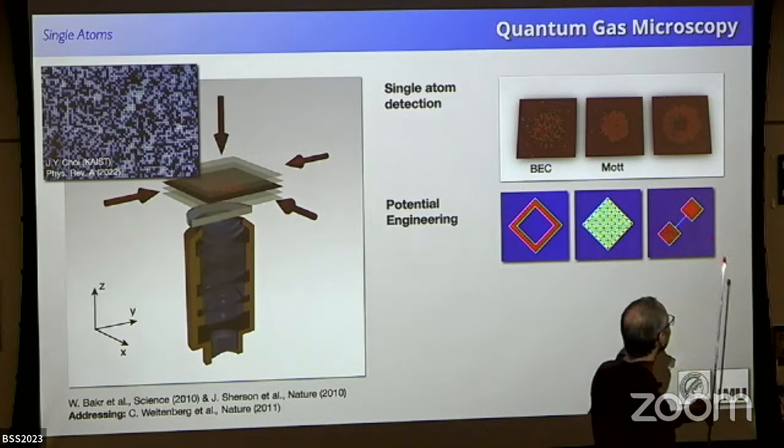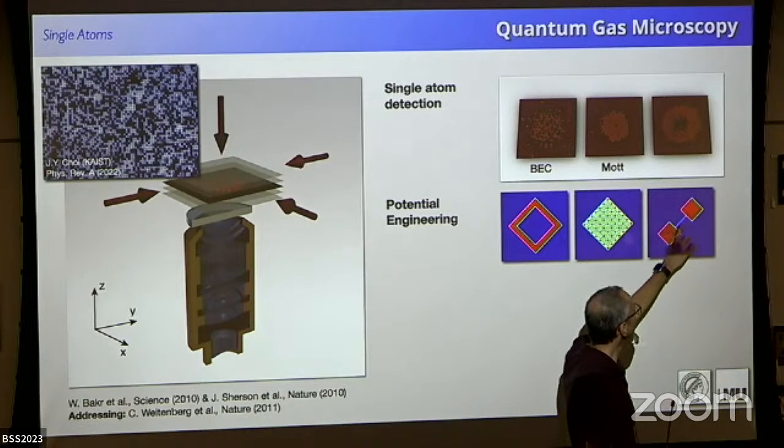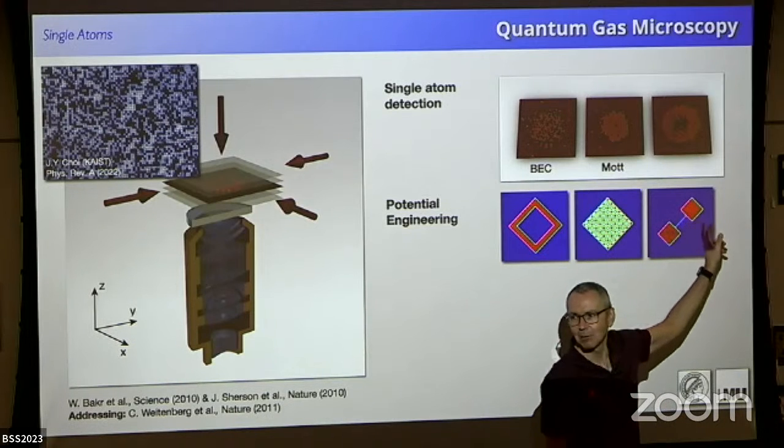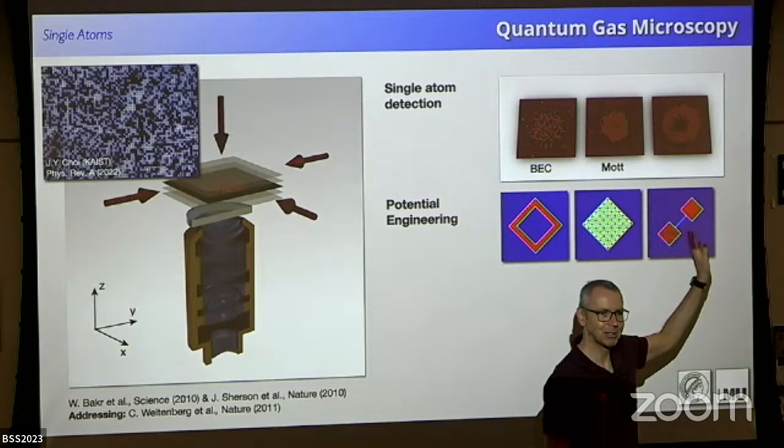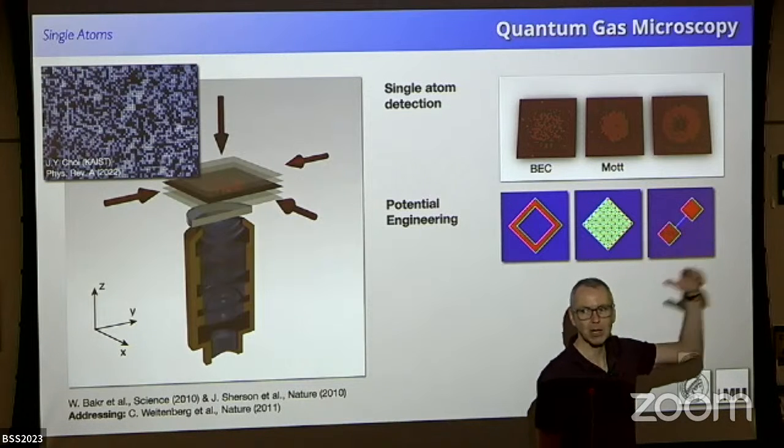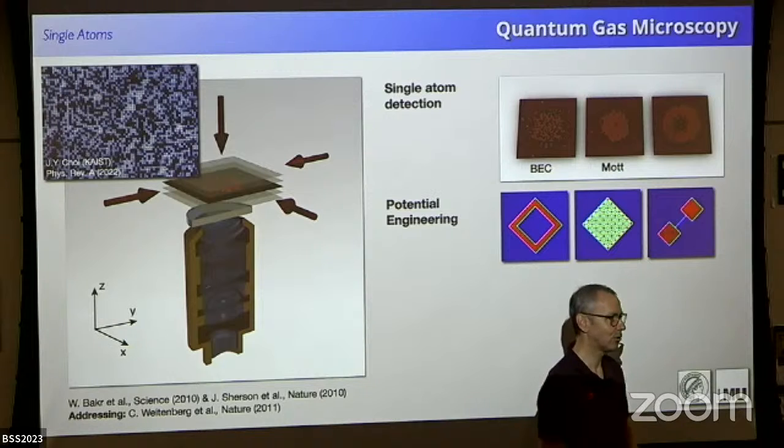That hasn't been done yet, but I'll show you some experiments towards that, where you could really measure one by one the atoms arriving there. That's of course cool, right? Because then you have access, and we'll talk about that, to the full counting statistics of the transport process.